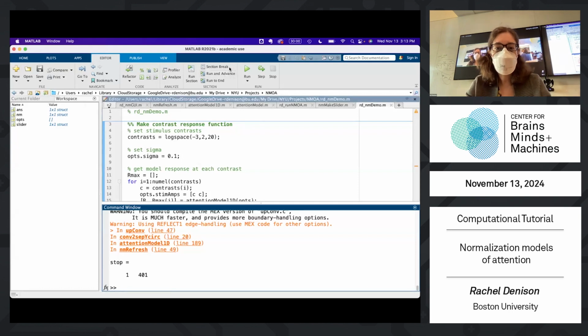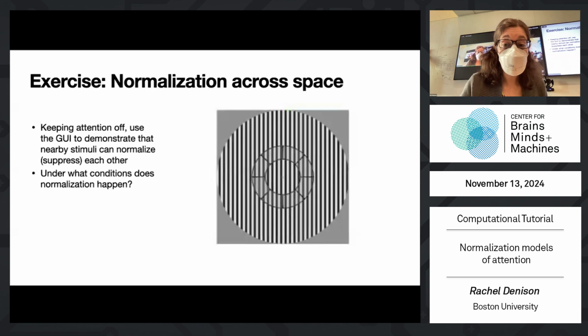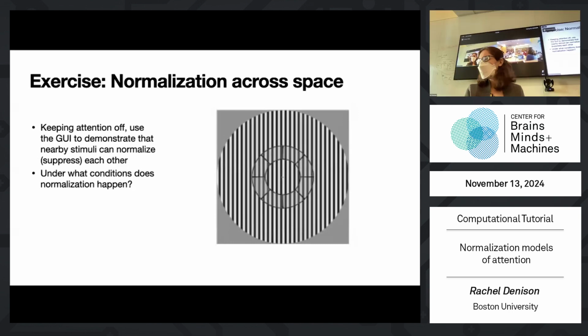All right, let me go back to the slides. Now, let's do the first simple exercise. We already looked at this together, but it's the idea of normalization across space. So keep your attention off, and then go ahead and use the GUI to show that nearby stimuli can suppress each other. Then let's report back to say under what conditions this happens. When did they suppress each other? When did they not suppress each other? So let's take a couple minutes to fiddle with that.